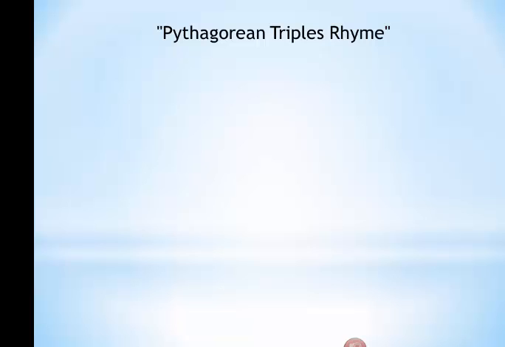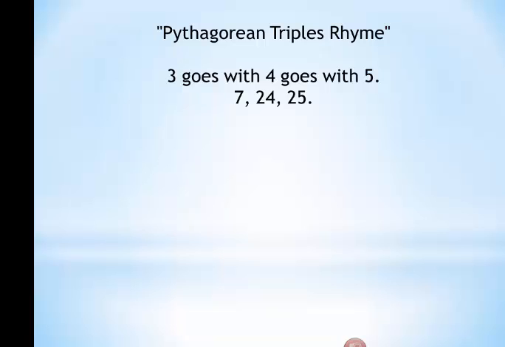So here's the rhyme. 3 goes with 4, goes with 5. 7, 24, 25. 12 is between 5 and 13. 8, 15, 17. Hit pause and copy that down.